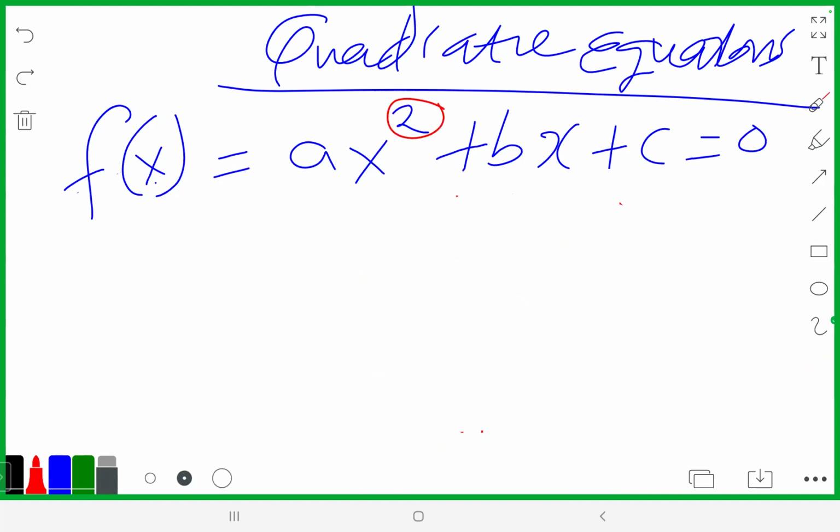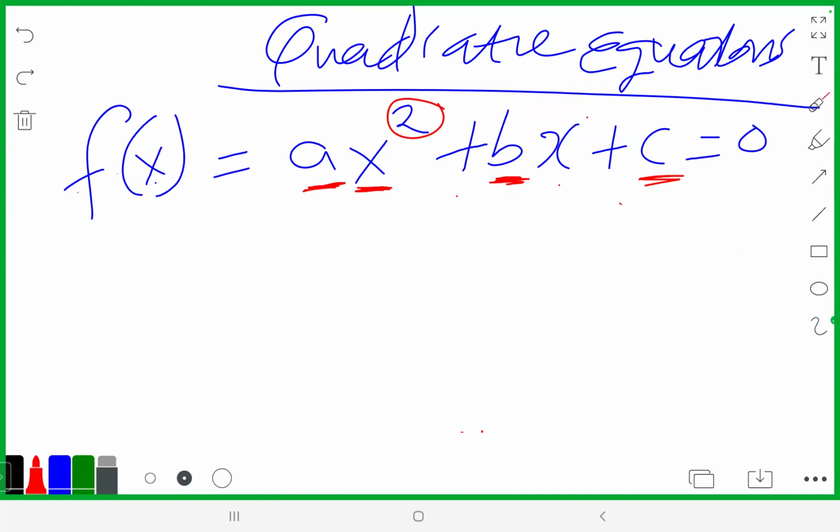Now, you should bear in mind that the number where the variable x is raised to the power 2 is always called a. The number where x is raised to the power 1 is called b, regardless of the position where it sits. This is very important that I want you to understand. Then the number where there is no variable, no letter, is called c. That's called the constant.